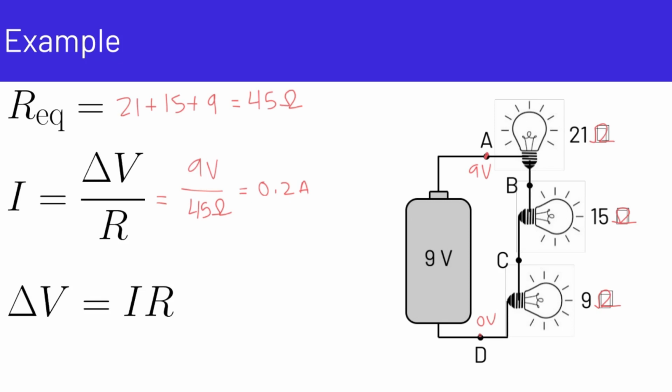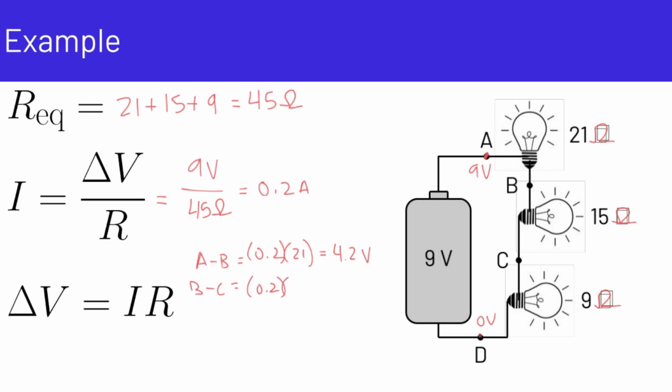And lastly, we're going to figure out the voltage drop for each individual resistor. Delta V is equal to I times R. So from A to B, that's our first light bulb. Our current is 0.2 times 21. That's going to give us a voltage drop of 4.2 volts.